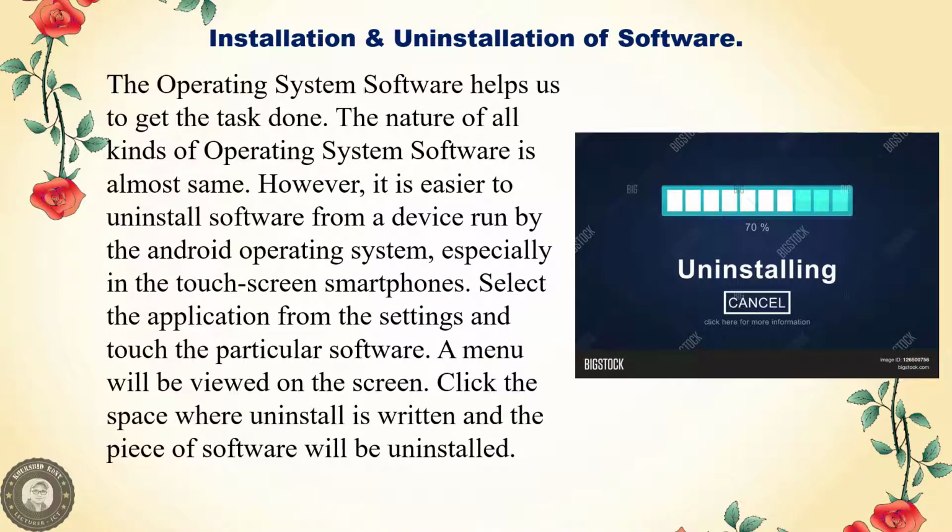The operating system software help us to get the task done. The nature of all kinds of operating system software is almost same. However, it is easier to uninstall software from a device run by the Android operating system, especially in the touch screen smartphones. Select the application from the setting and touch the particular software. A menu will be viewed on the screen. Click the space where uninstall is written and the piece of software will be uninstalled.